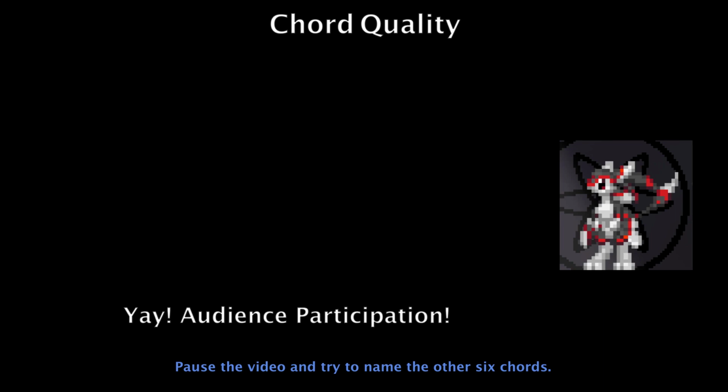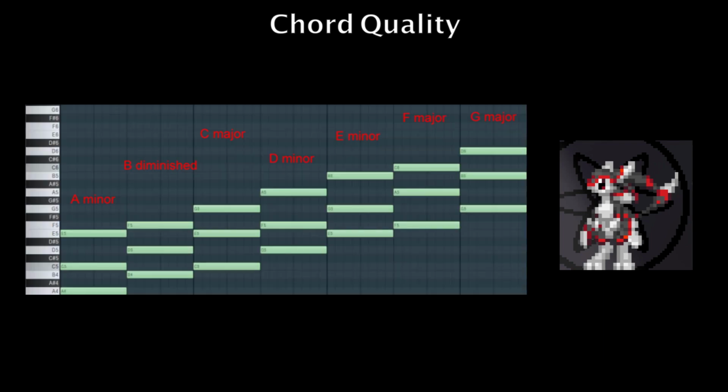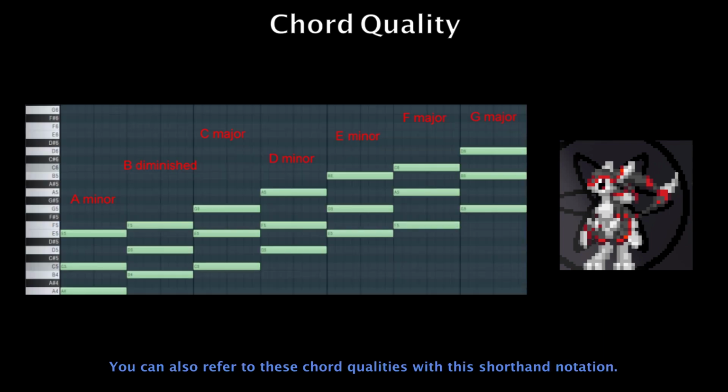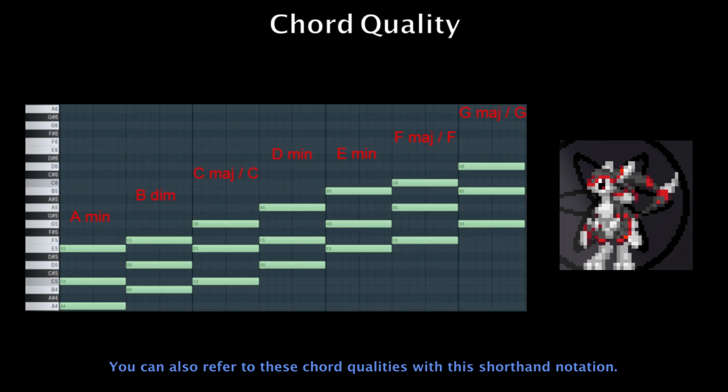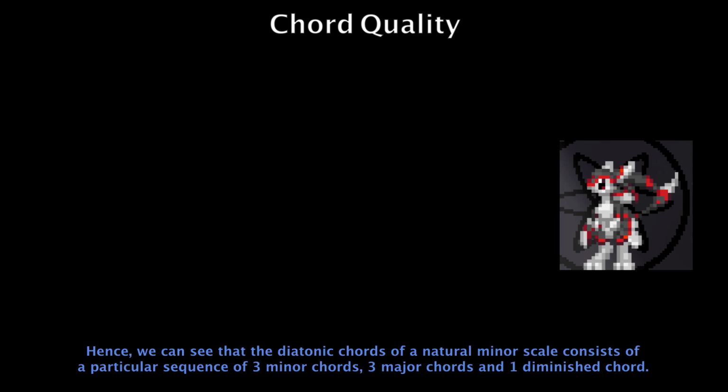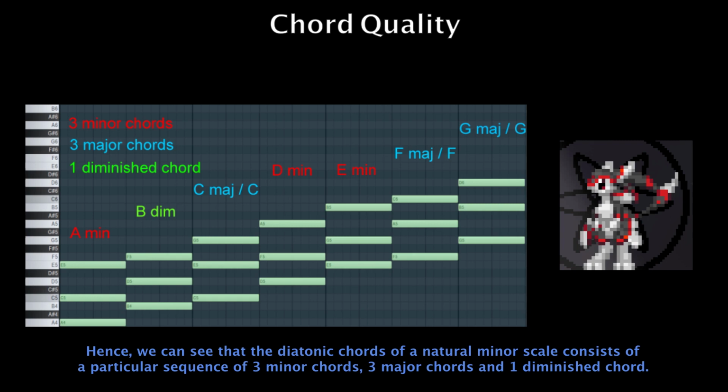Pause the video and try to name the other 6 chords. If you did it correctly, it should look like this. You can also refer to these chord qualities with this shorthand notation. Hence, we can see that the diatonic chords of a natural minor scale consist of a particular sequence of 3 minor chords, 3 major chords, and 1 diminished chord.